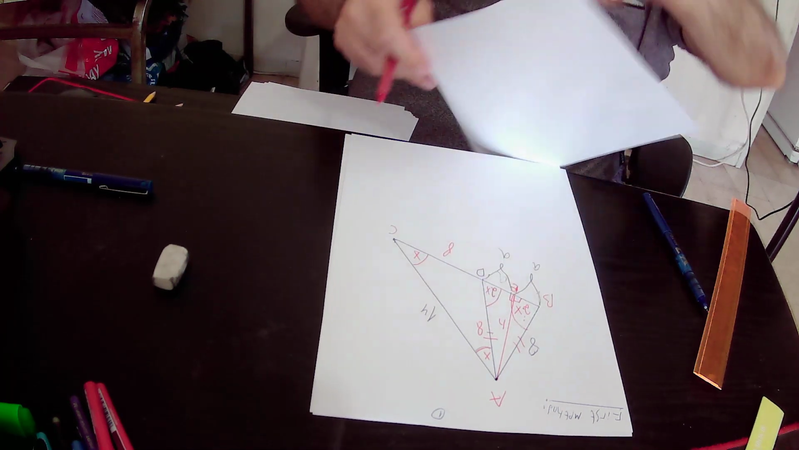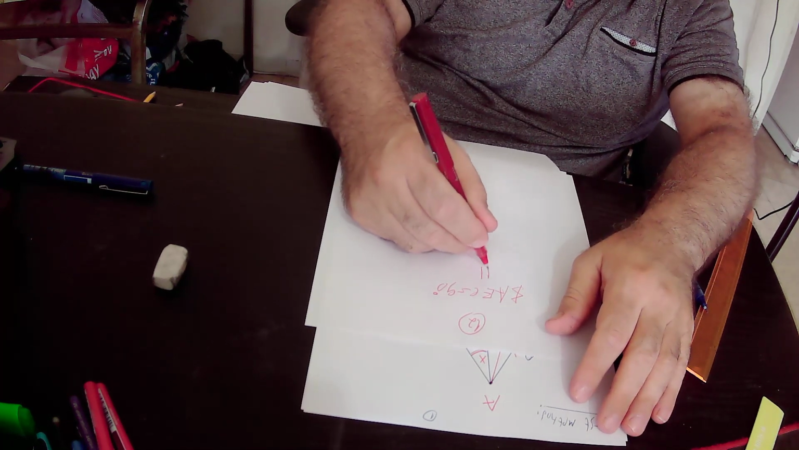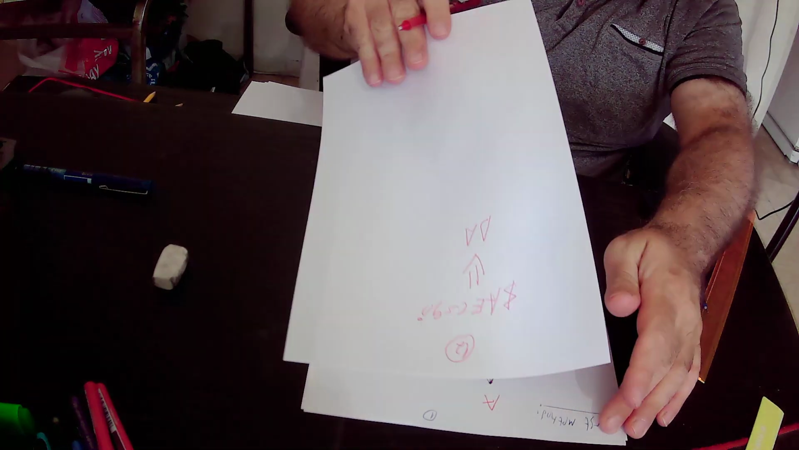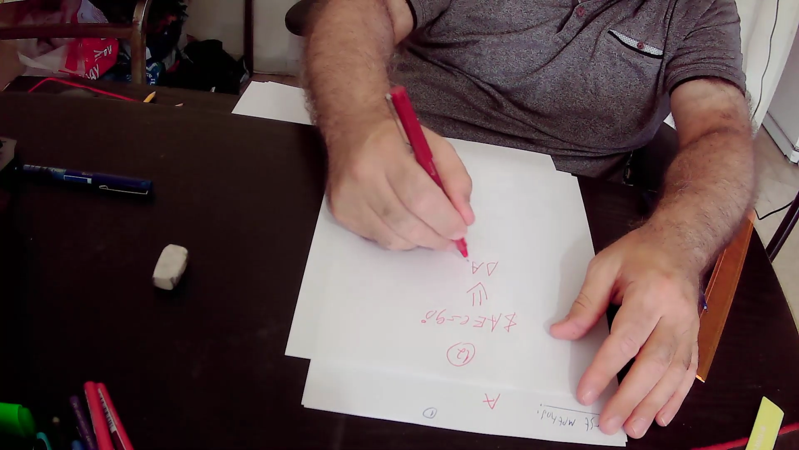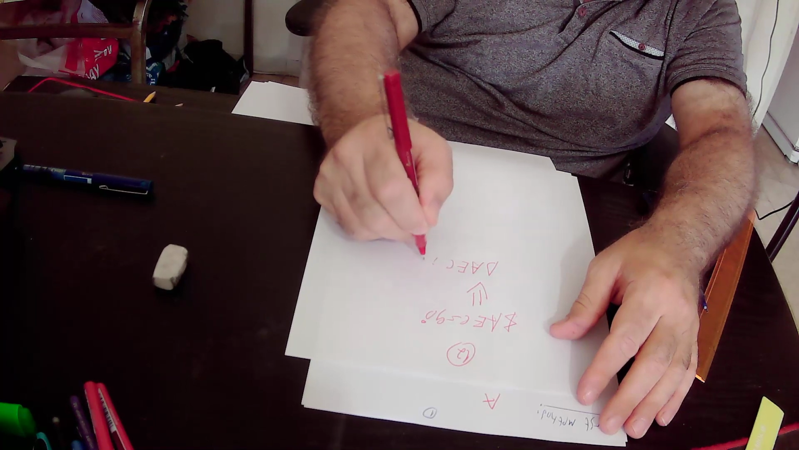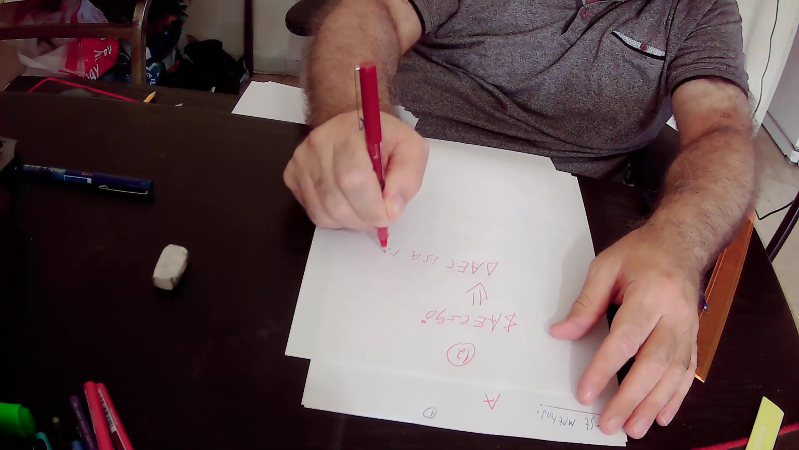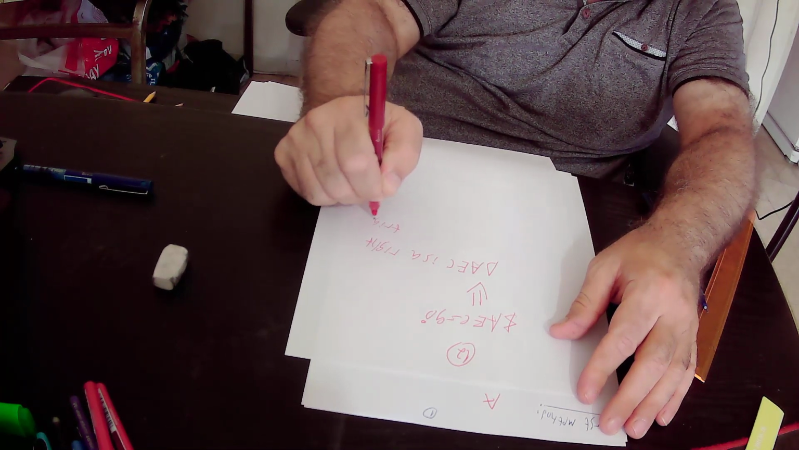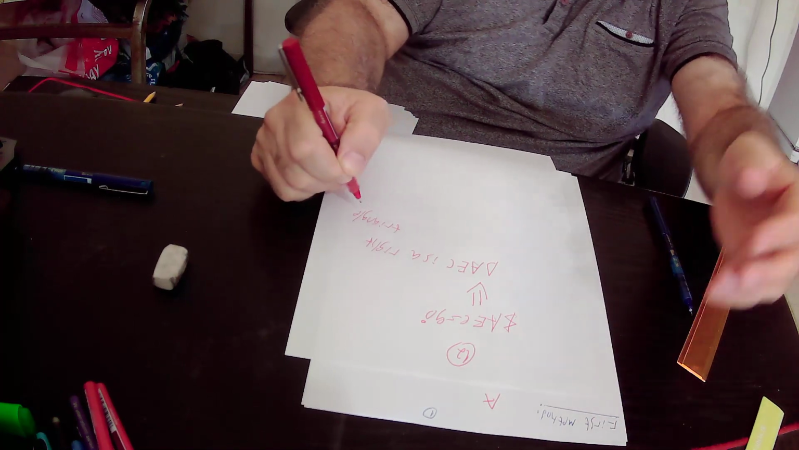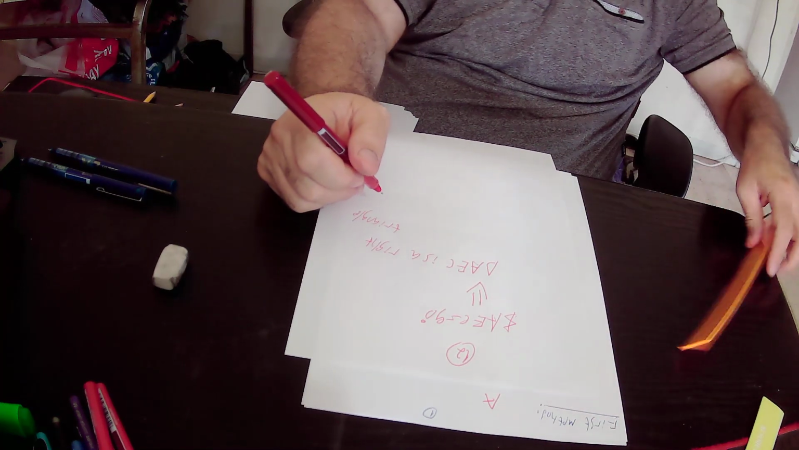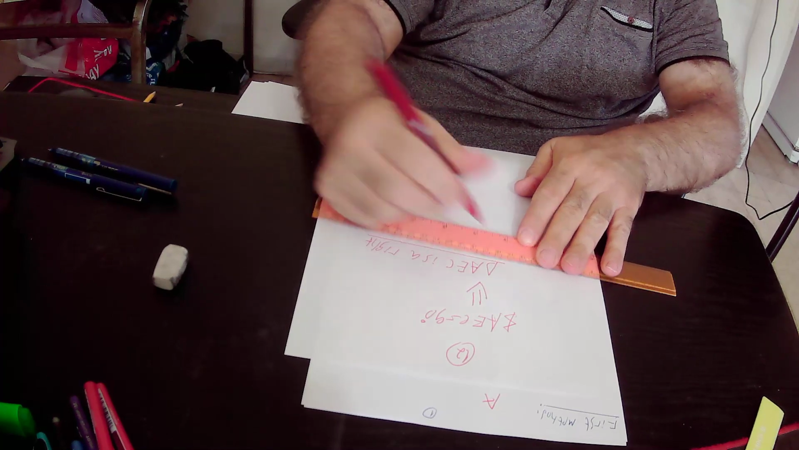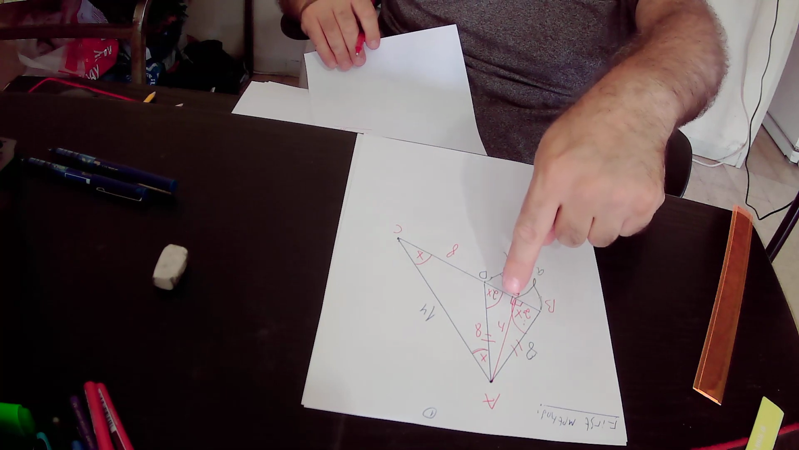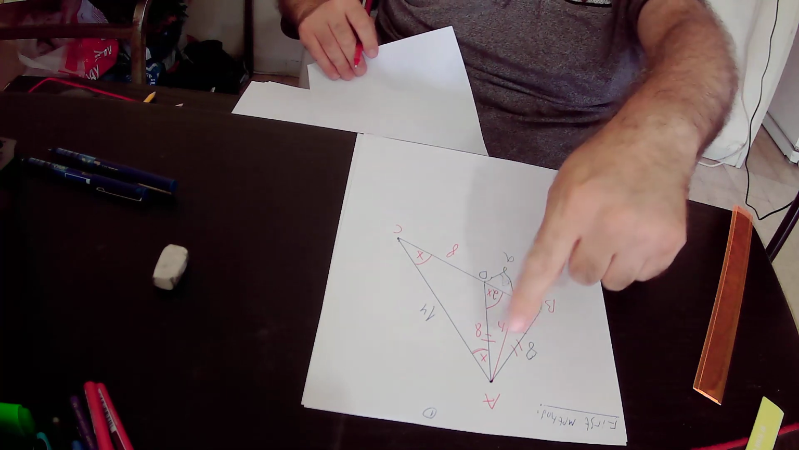Therefore, we can deduce from it that triangle AEC is a right triangle because it has an angle that equals 90 degrees. Angle AEC is a right angle.